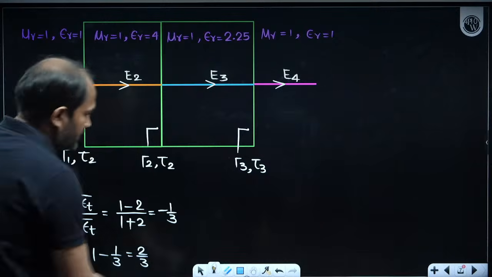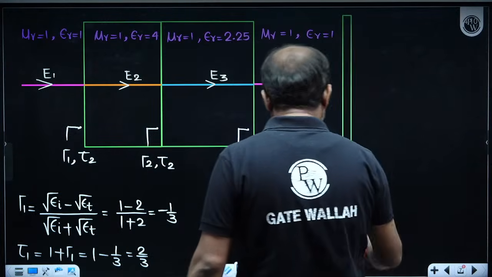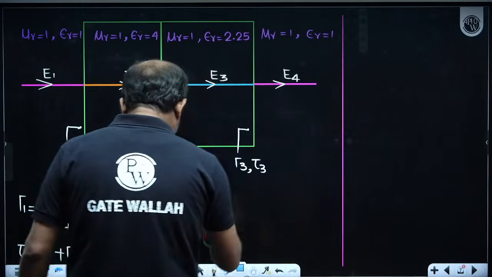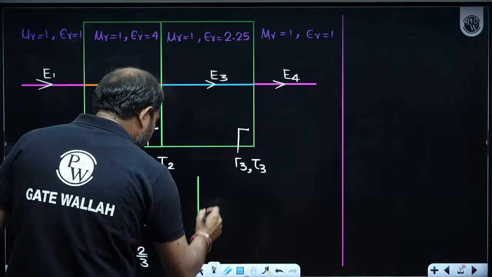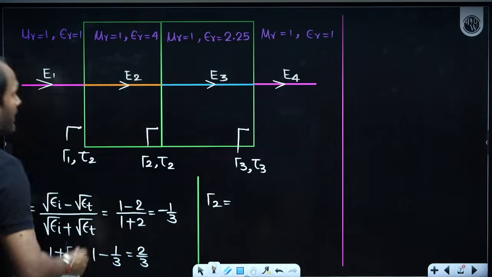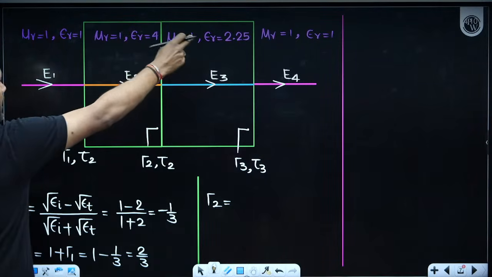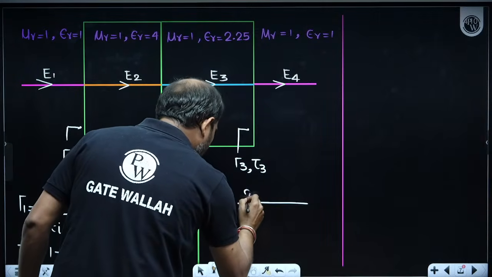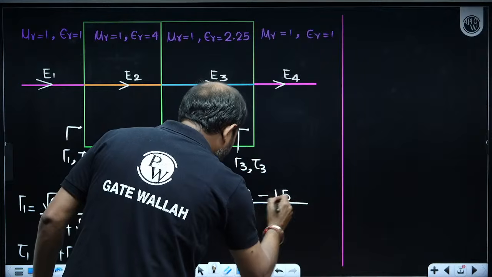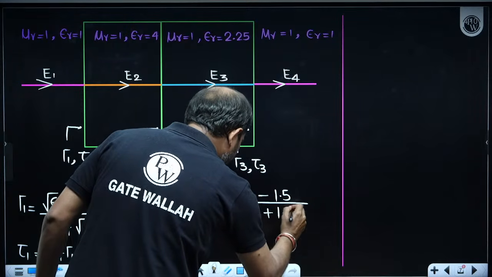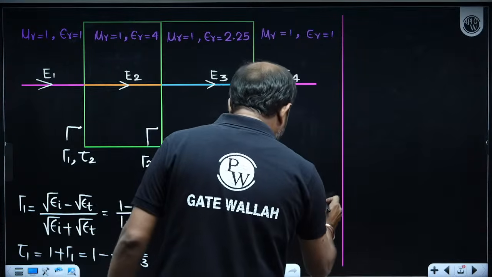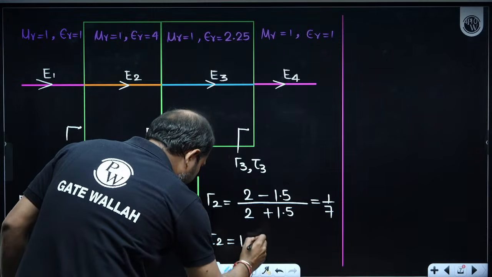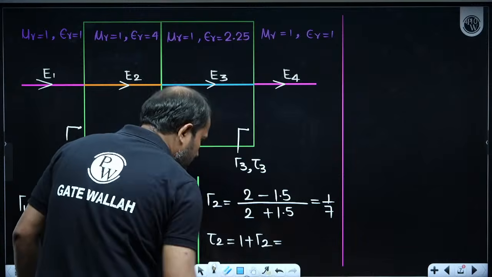Then we are going to calculate gamma 2. For gamma 2, incident is 4 and transmitted is 2.25. So incident is 4, under root 4 is 2, and 1.5. So it will be 0.5 by 3.5, 1 by 7. So tau 2 is equal to 1 plus gamma 2, which is 8 by 7.